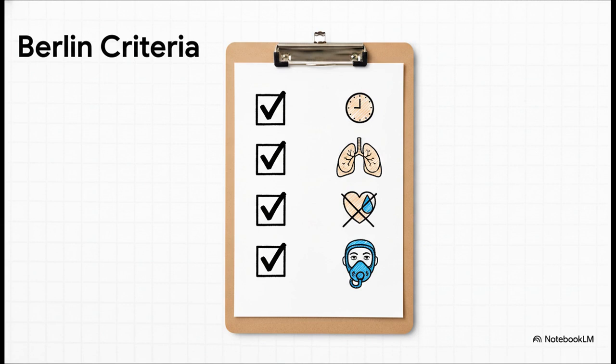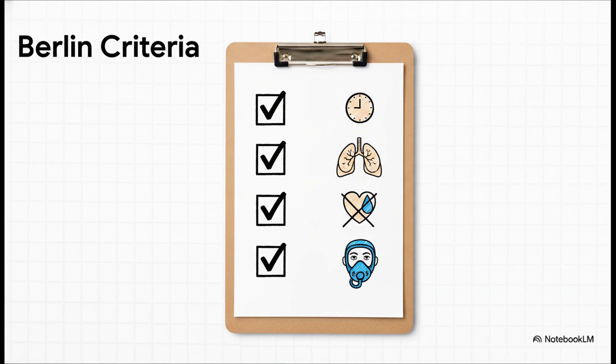First up, timing. The respiratory decline has to happen within 1 week of a known clinical insult. Second, imaging. You need to see bilateral infiltrates. Basically, both lungs look fluffy and white on a chest X-ray or CT. Third, origin. You've got to rule out hydrostatic edema. In plain English, this fluid cannot just be cardiogenic pulmonary edema from a failing heart.